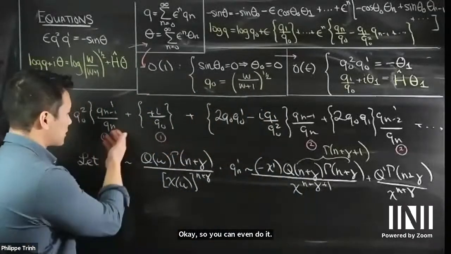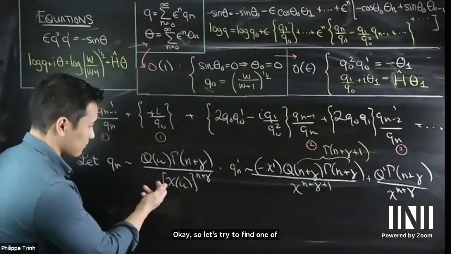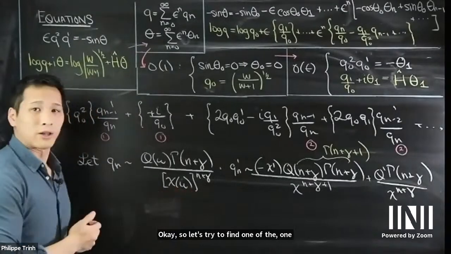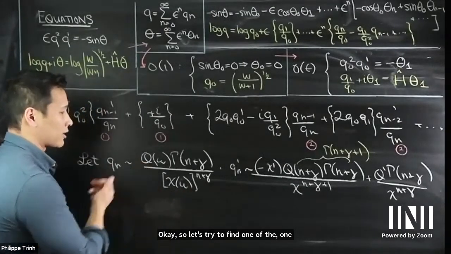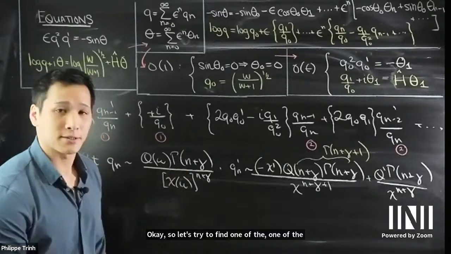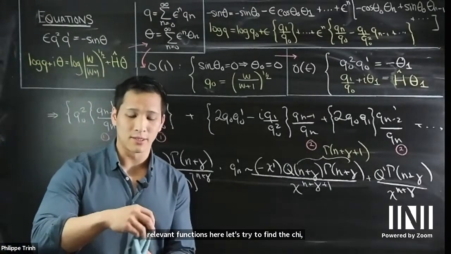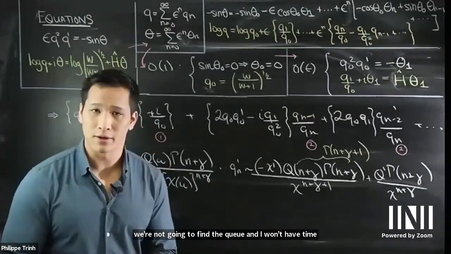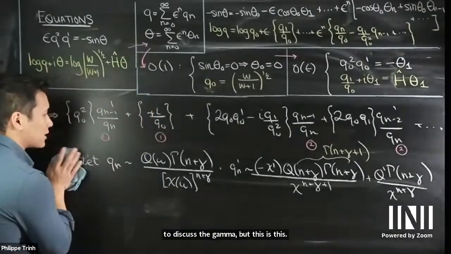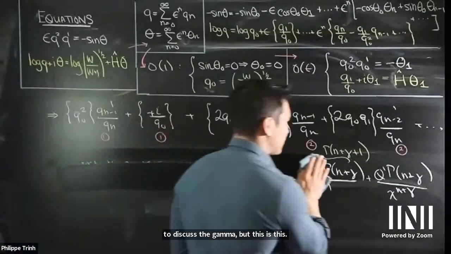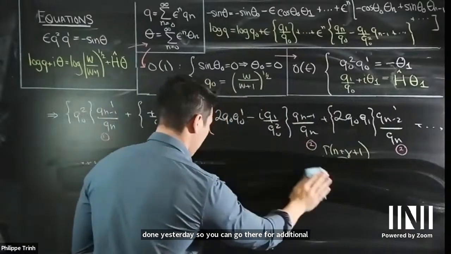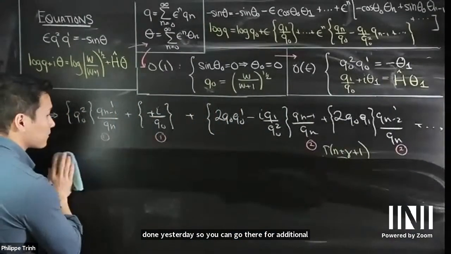Okay, so let's try to find one of the relevant functions here. Let's try to find the chi. We're not going to find the q, and I won't have time to discuss the gamma. But this follows a very similar methodology to the one that was done yesterday. So you can go there for additional details. But I want to just give you the flavor of how this is all done.